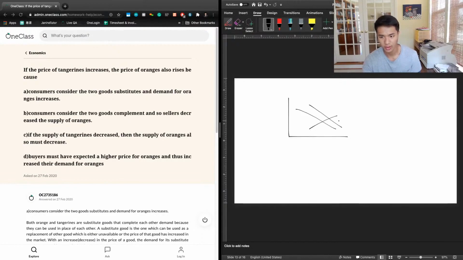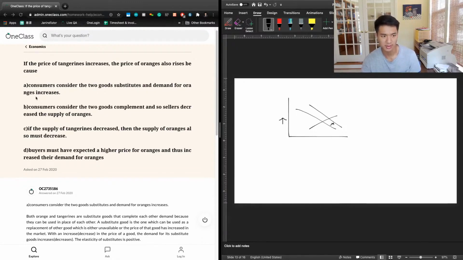We shift to the right in demand, and lo and behold, what we have is a new equilibrium point with an increase in price. And so this fits our understanding of the context of the problem. The price of tangerines increases, the quantity demanded for tangerines goes down, which shifts the demand for oranges up, which increases the price. And so this is because consumers consider the two goods substitutes, and the demand for oranges increases. And that's what answer A says. So that's going to be the correct answer.